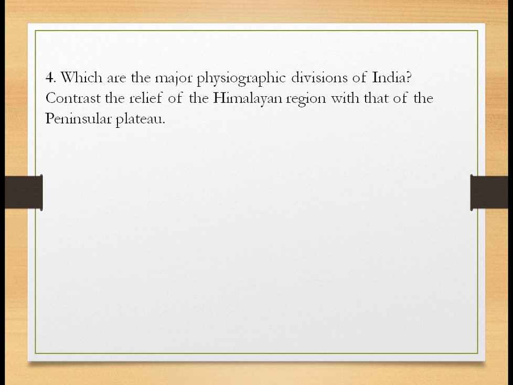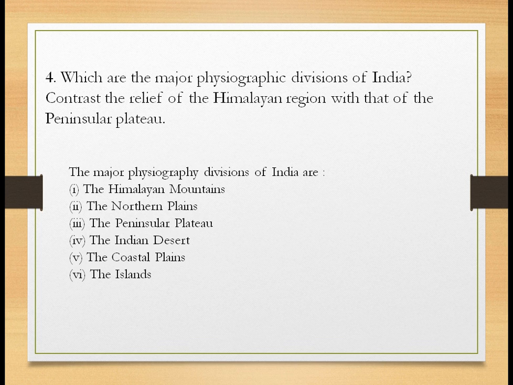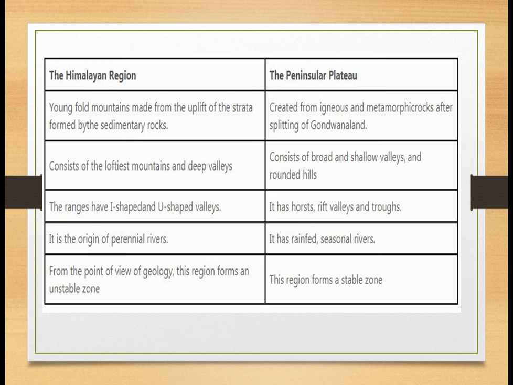Okay? So let's check out first the physiographic features. The 6 major physiographic divisions of India are the Himalayan mountains, the northern plain, the Peninsular Plateau, the Indian desert, the coastal plain, and the last one is the islands, which are Andaman and Nicobar. Next, we will see the contrast or comparison between the Peninsular Plateau and the Himalayan region.